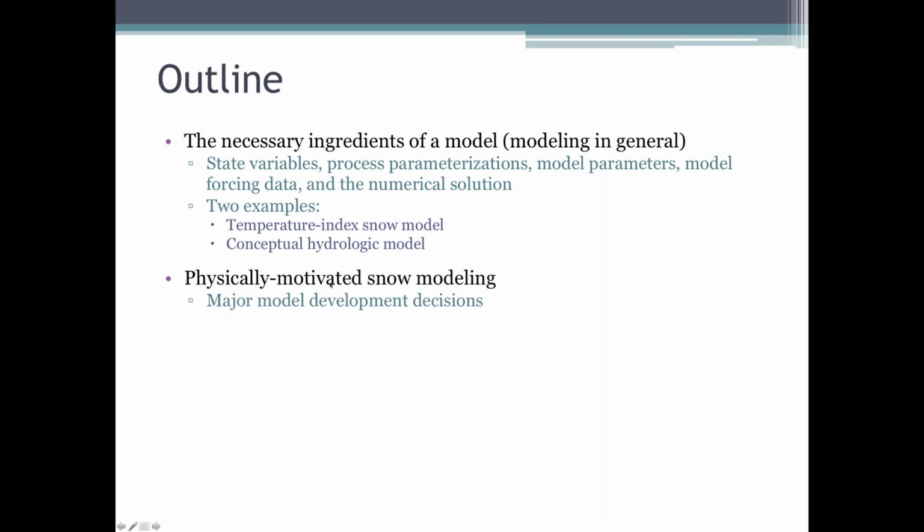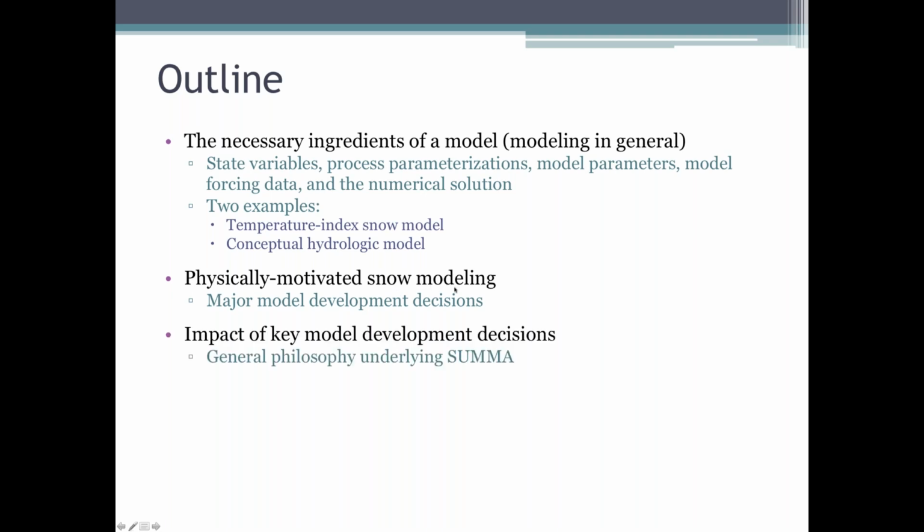We'll then talk about physically motivated snow modeling. What are the major model development decisions that go into building a given snow model? Next week, we'll talk more about a variety of different snow models. And today, we're just going to talk about the motivation for the SUMA model. Then we'll talk about the impact of key model development decisions, the general philosophy underlying SUMA, and then a summary of the research going forward from here.